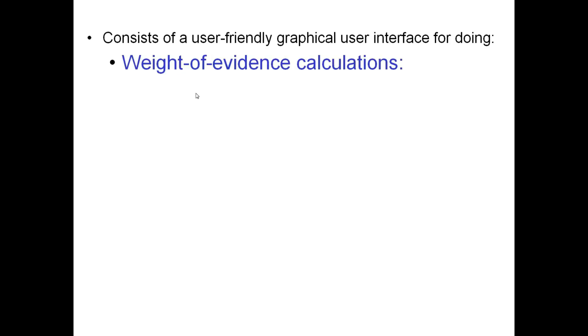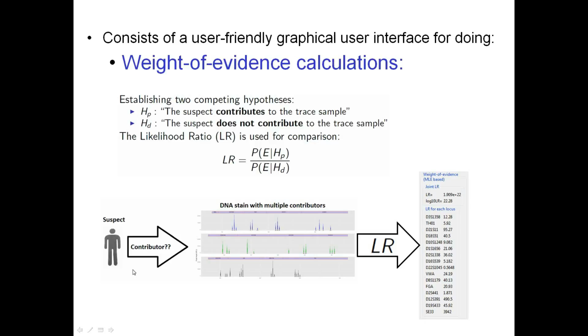And also it contains a GUI for doing weight of evidence calculation. So the aim here is to check whether a suspect is a contributor to the profile, and the likelihood ratio for this is carried out and visualized in a table.